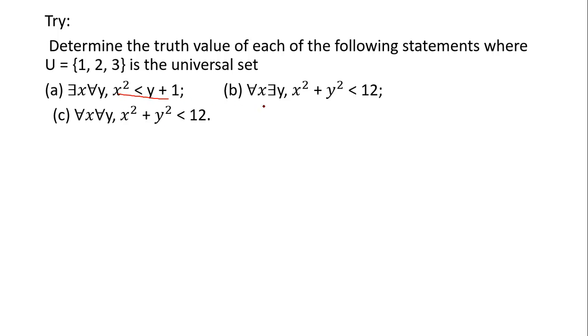Now B, you can check the same thing. B, we are having x squared plus y squared less than 12. You can check that on your own time. Let's move on a bit.